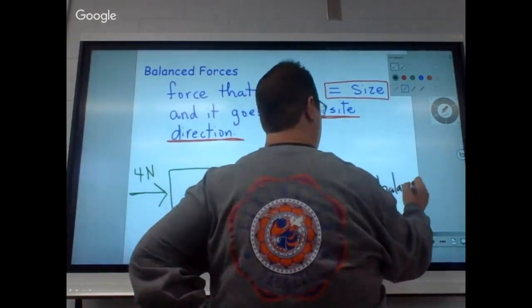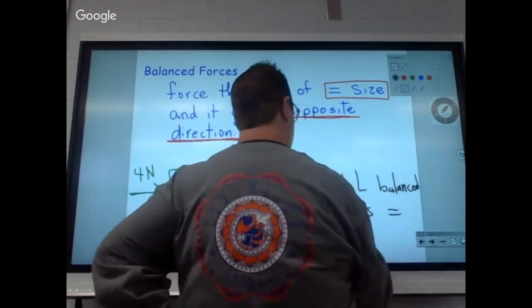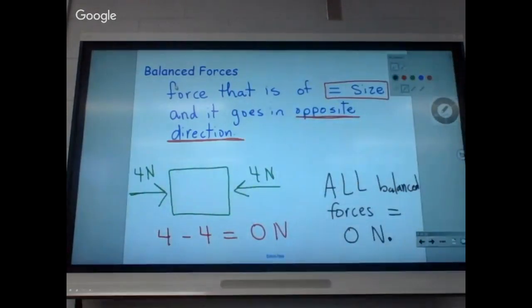Okay? Now, all balanced forces equal 0 newtons. That does not say on. That says 0 newtons. All balanced forces will equal 0 newtons. Because every time you subtract, what are you going to get? 0. Because every time you subtract, what happens to the numbers? They're going to cancel each other out. Okay? Are you with me on balance?